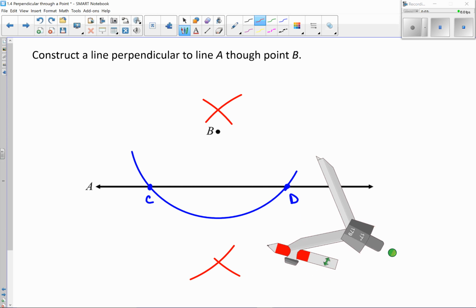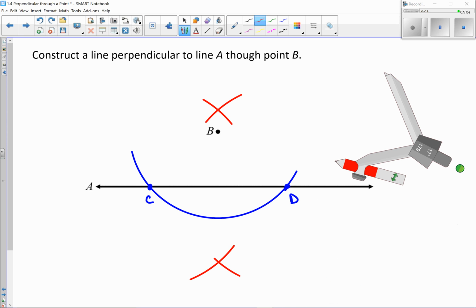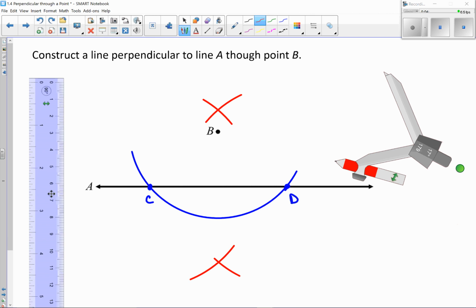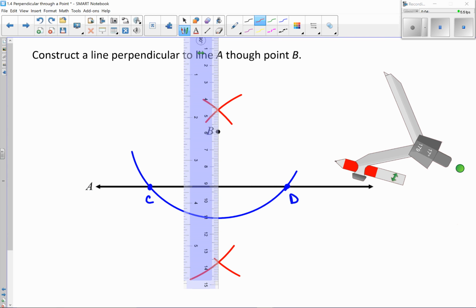But again, you need to show those construction marks in order to get full credit. So taking your straight edge, we're going to line up those two intersection points, like so. And when I draw my line segment, oops, there we go. Again, we want to be as accurate as possible. When I draw my line segment, I guess that dotted line was not the best choice.